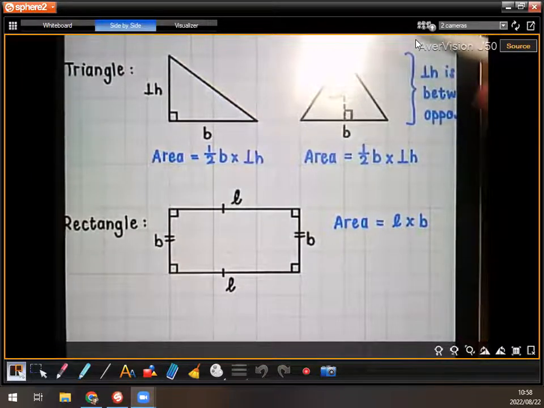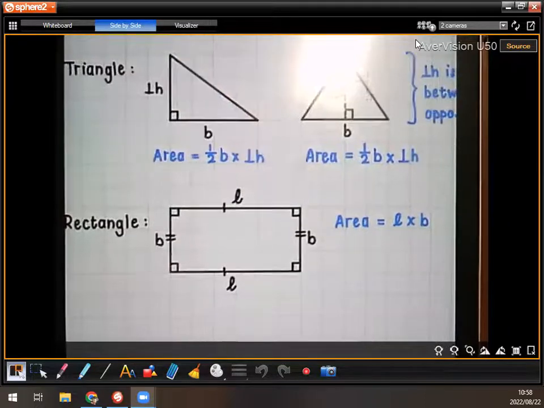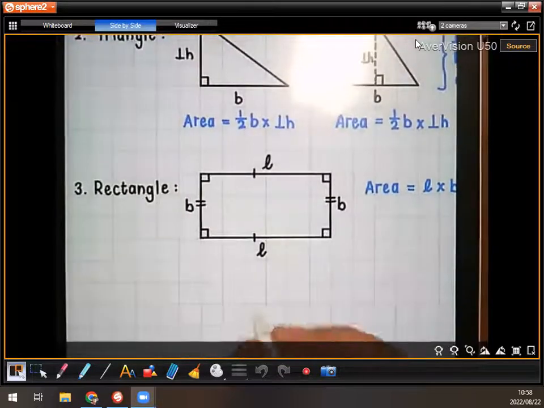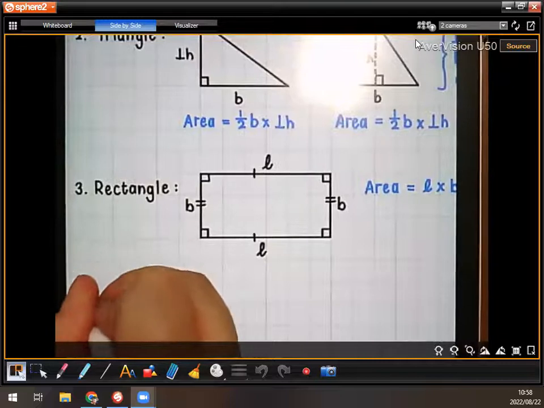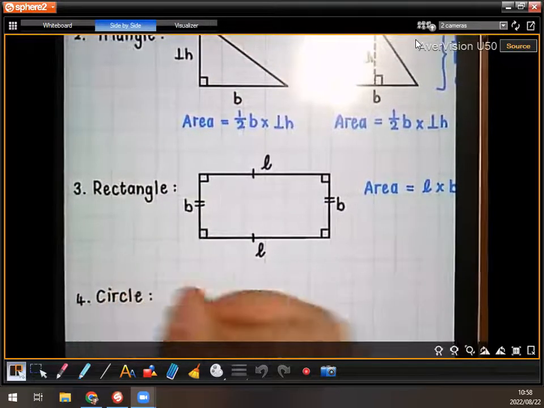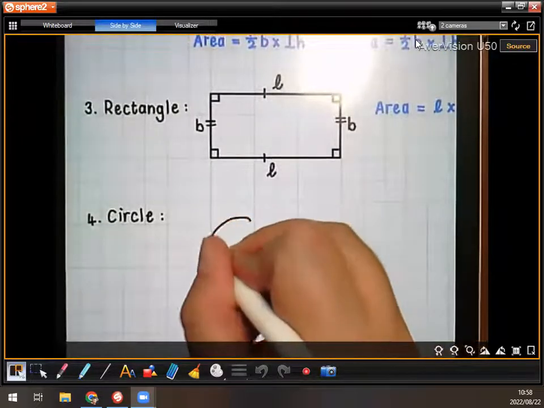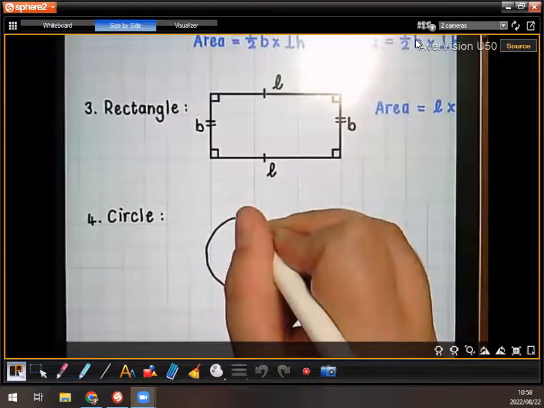Now the last one, number 4, circle. That is one that you have not done yet before. Some of you might have. Circle, so please just draw a circle. You can just do one with like a French curve or something if you have.